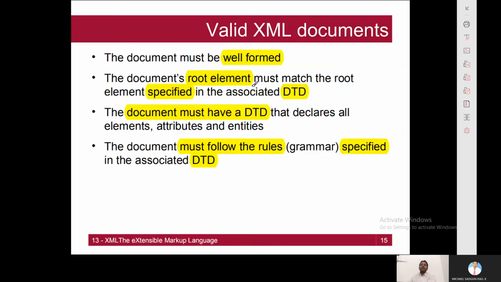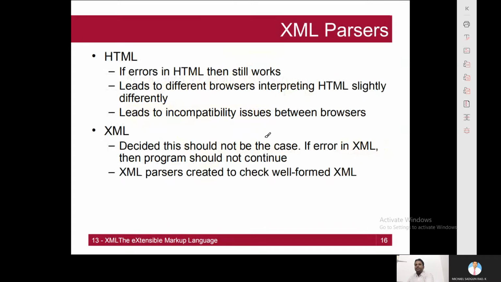And then the valid XML document. What is it? First it should be well-formed, and the main thing in valid is that along with being well-formed, it has to follow the DTD. What is DTD? Document type declaration. It is used to specify the rules for how to create an XML document. So if the XML document is following the rules specified in the DTD, then it is valid. Otherwise, it is not valid.